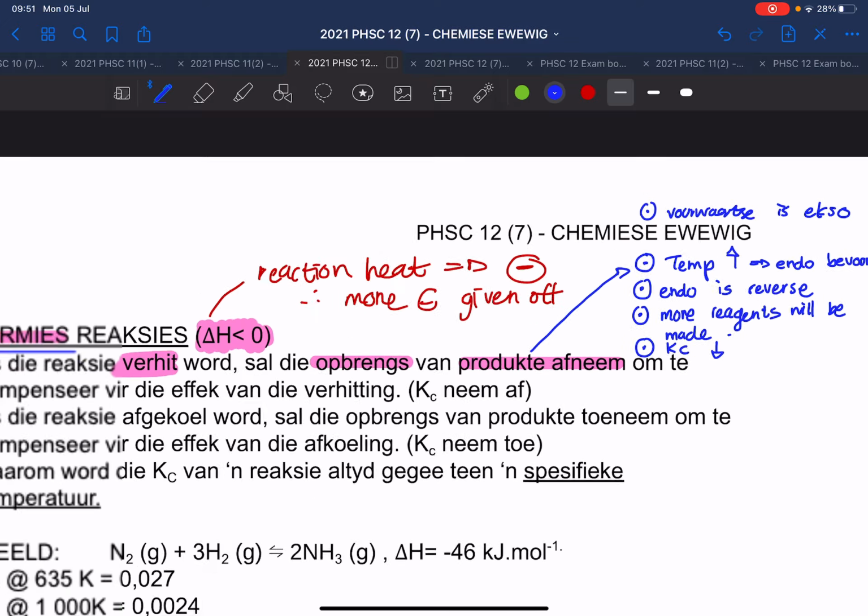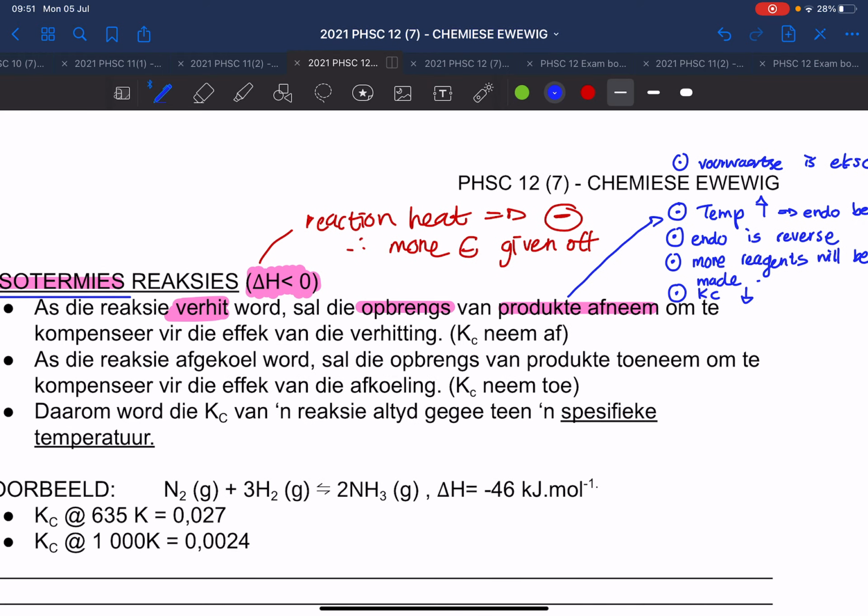Goed. If we look at the opposite, as ons na die teenoorgestelde kyk, dan sien ons hier, as die reaksie afgekoel word, if we make it colder, the reaction, it says, no, I want to make it warmer. How does it make it warmer? Hy bevoordeel die exothermiese kant. Wat se kant is die exothermiese kant? Voorwaarts. So hy maak meer produkte, it makes more products. So the Kc value increases. Goed, so die opbrengs sal toeneem, van die produkte sal toeneem. And the Kc value increases. This one decreases.